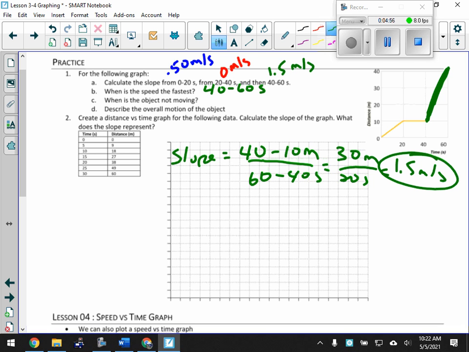When is the object not moving? It is not moving, as we know, in this section right here. So it is not moving right here, from 20 to 40 seconds. It is not moving.